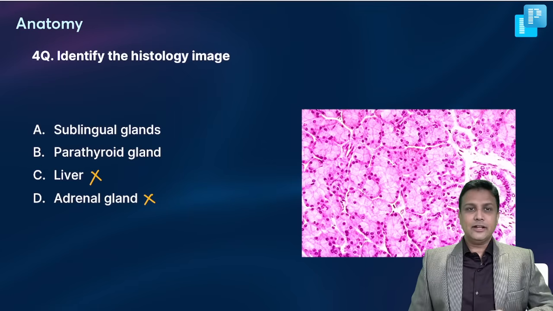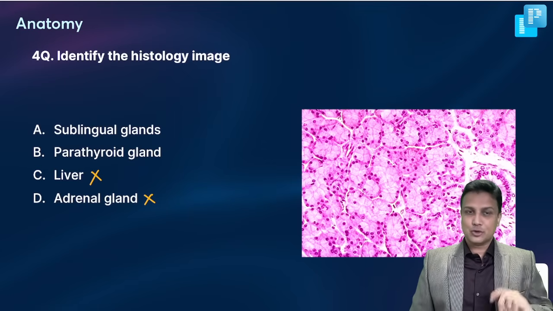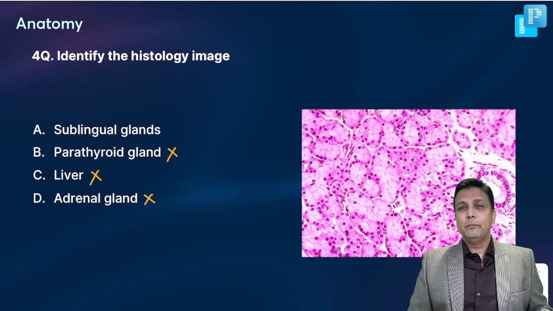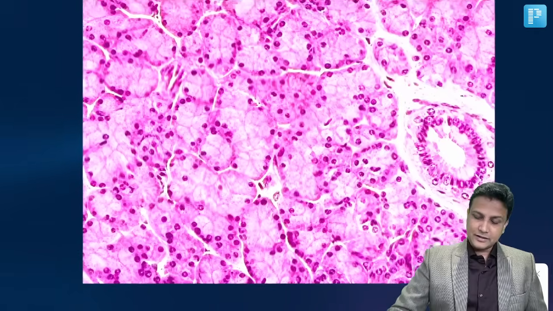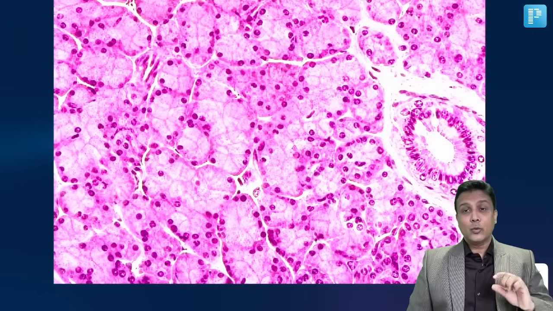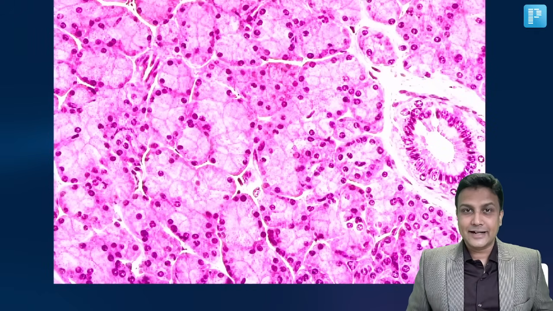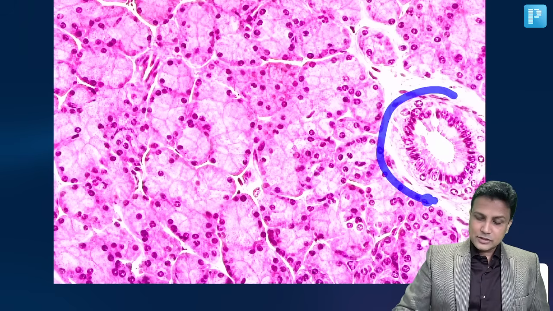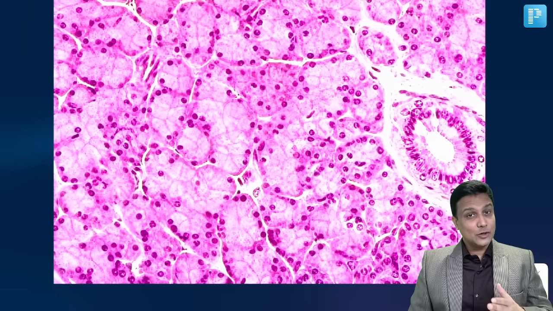After that, parathyroid gland and sublingual gland, out of these 2, I can easily rule out parathyroid gland from here. Why? Because in parathyroid gland, you cannot find this ductal system. So you're able to see a duct here with those cuboidal or columnar cells inside that one, with basal nuclei. So you will not be able to see the duct inside the parathyroid gland. So we are going to omit that one.